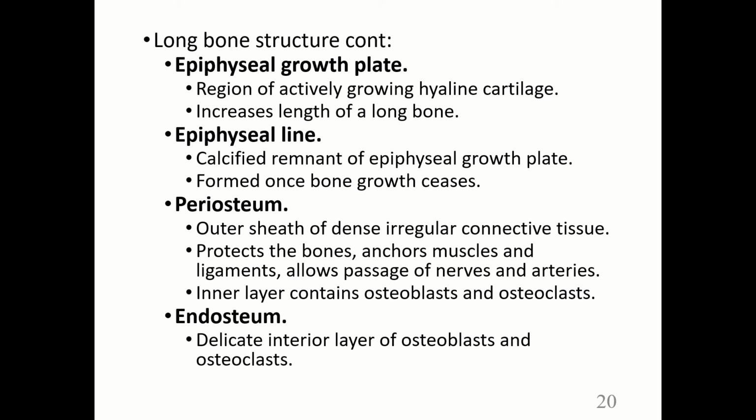The periosteum is the outer sheath of dense irregular connective tissue. It protects the bones, anchors muscles and ligaments, allows for passage of nerves and arteries, and the inner layer of the periosteum contains osteoblasts and osteoclasts, which are cells that are responsible for bone deposit and resorption. The endosteum is the delicate interior layer of osteoblasts and osteoclasts, so bone growth and resorption occurs both outside of and inside of the bone.